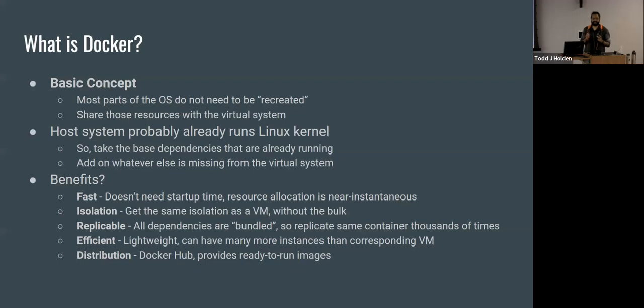That's something a Docker container leverages, where it only uses the parts that are different. It only has to recreate the parts that are different, and basically it adds on whatever else is missing. So what are the benefits of Docker versus traditional VMs? It's fast because resource allocation is immediate. You are not having to recreate everything. You just tell them, okay, this is what's available, take it.